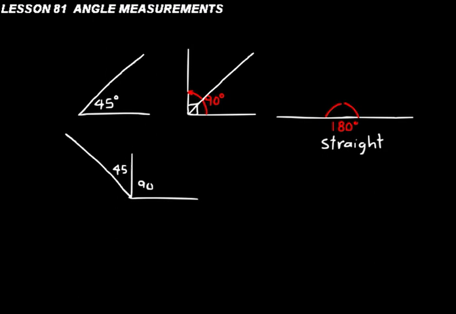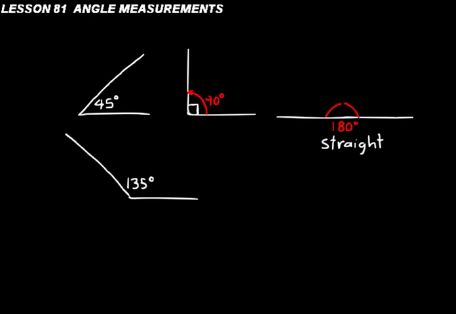If we erase this one so that we just have two line segments intersecting, which is how angles are defined, we have a 135-degree angle now. So let's just go ahead and erase those two numbers and put 135 degrees right there. We have a 45, a 90, a straight, and a 135-degree angle.